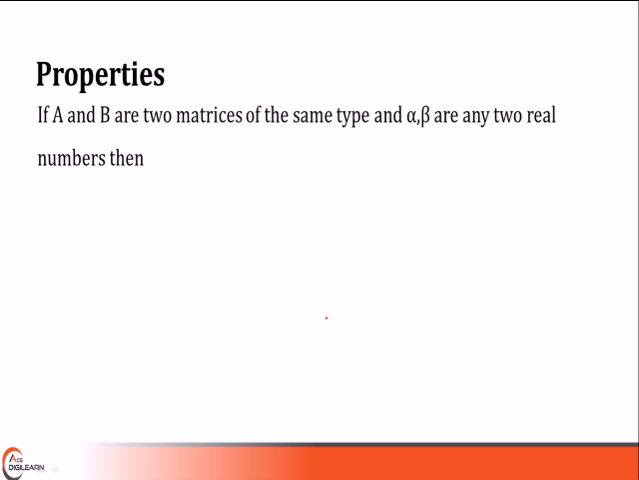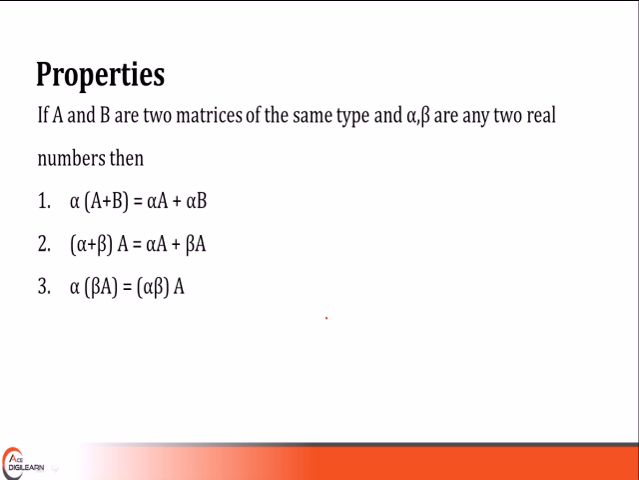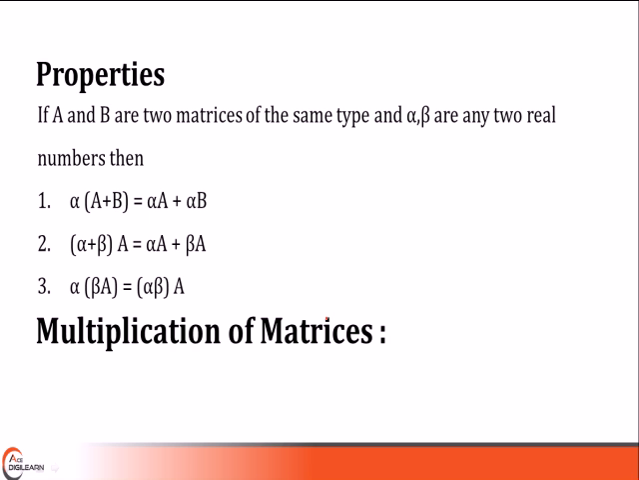Few more properties related to addition of matrices. If A and B are any two matrices of same type, which means of same order, and alpha, beta are any two real numbers, then alpha into A plus B equals alpha A plus alpha B, alpha plus beta into A equals alpha A plus beta A, alpha into beta A is equal to alpha beta into A. That's all.